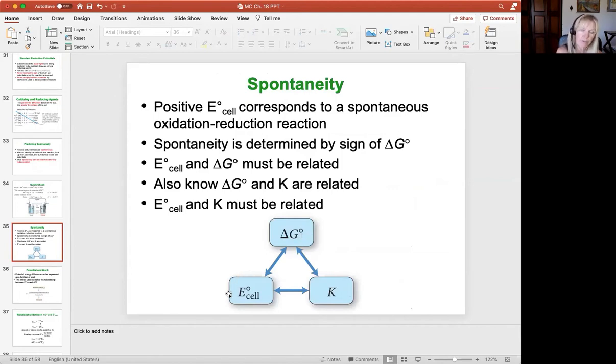And now I can pull in my cell potential for a redox reaction and relate that as well, because I can say something about spontaneity. If this value is positive, I know that that reaction is going to be spontaneous. So all of these are interconnected and related together. So some of these we've already looked at in terms of their relationships, but others we have not.